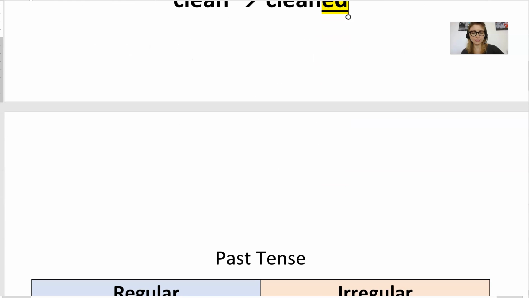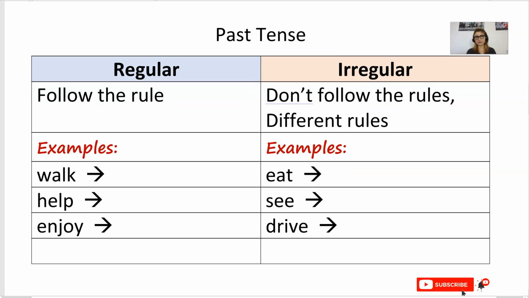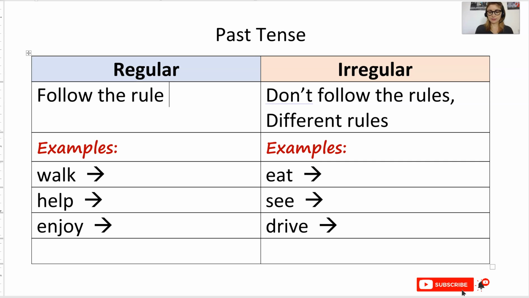All right, let's look over here. Here's a chart that will help you understand the regular and irregular verbs. The side on the left is regular past tense verbs. When we see the word regular, that means the words follow the rule. What is the rule we just talked about? Do you remember the rule? The rule was add ed. That's the rule.